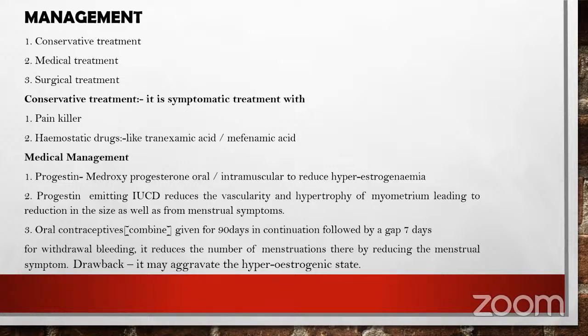Progestin emitting IUCD reduces the vascularity and hypertrophy of myometrium, leading to reduction in size as well as menstrual symptoms. Oral contraceptives combined, given for 90 days in continuation, followed by a gap of 7 days for withdrawal bleeding. It reduces the number of menstruations, thereby reducing the menstrual symptoms. Drawback is it may aggravate the hyperestrogenic state.